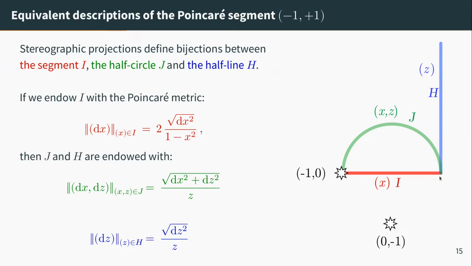So that's the first domain, and then I propose to you to define 2 other domains. A half disk J, a half circle, and a half line H.